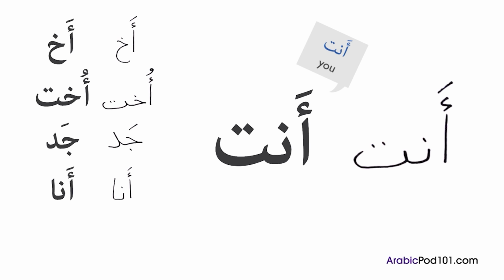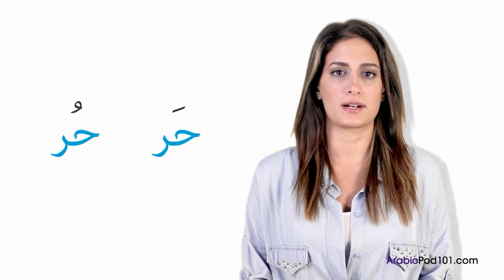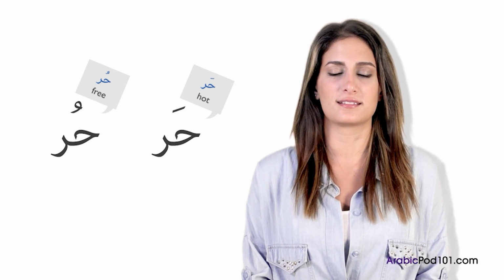أنت. Voweling is very important because it can change a word's meaning. For example, here are 2 words that have the same letters but are pronounced differently and have different meanings because of the difference in voweling. Har means hot, while hur means free. There are other voweling signs in Arabic, but they aren't as common as the 3 basic signs we learned in this lesson. We'll go back to them in the next review lesson.